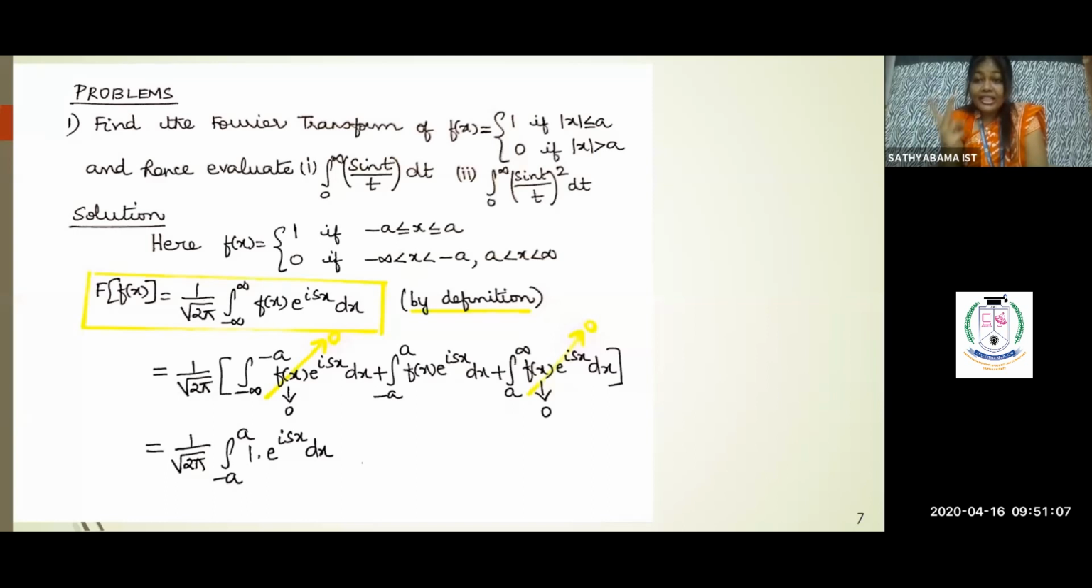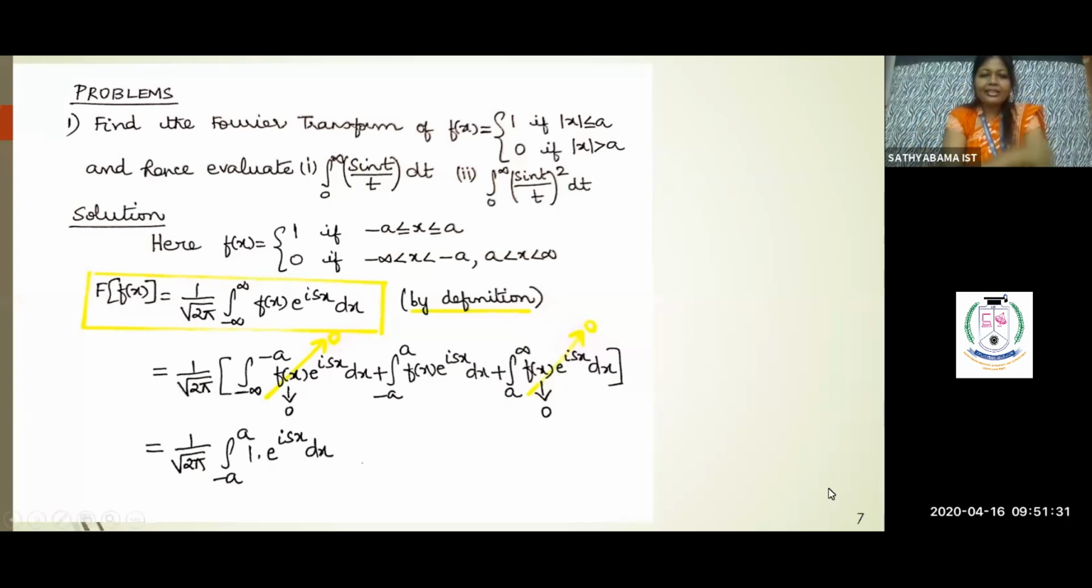So we have two deductions here. One is integral sine t by t. The other one is integral sine t by t the whole square. So for deductions, what should you use? Inversion formula, Parseval's identity. Okay, so we will come to deductions later. Let's look at the first part of the question first. What are you asked to do first? First, you're asked to find the Fourier transform of f of x. So let's find that first. Then go on to deductions.